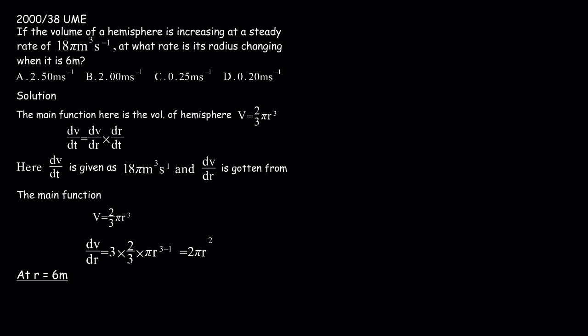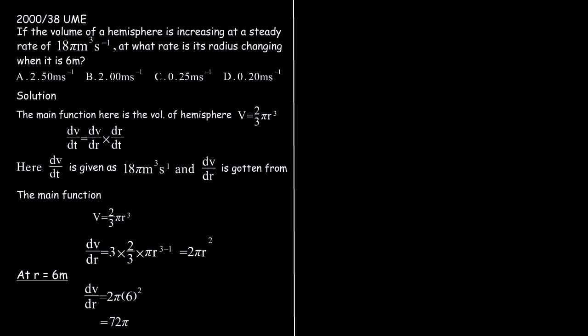Now, at the point where r equals 6 meter as given in our question, we'll be substituting r equals 6. So dV/dr will be equal to 2 pi in bracket 6 squared. And simplifying, dV/dr will be equal to 72 pi.